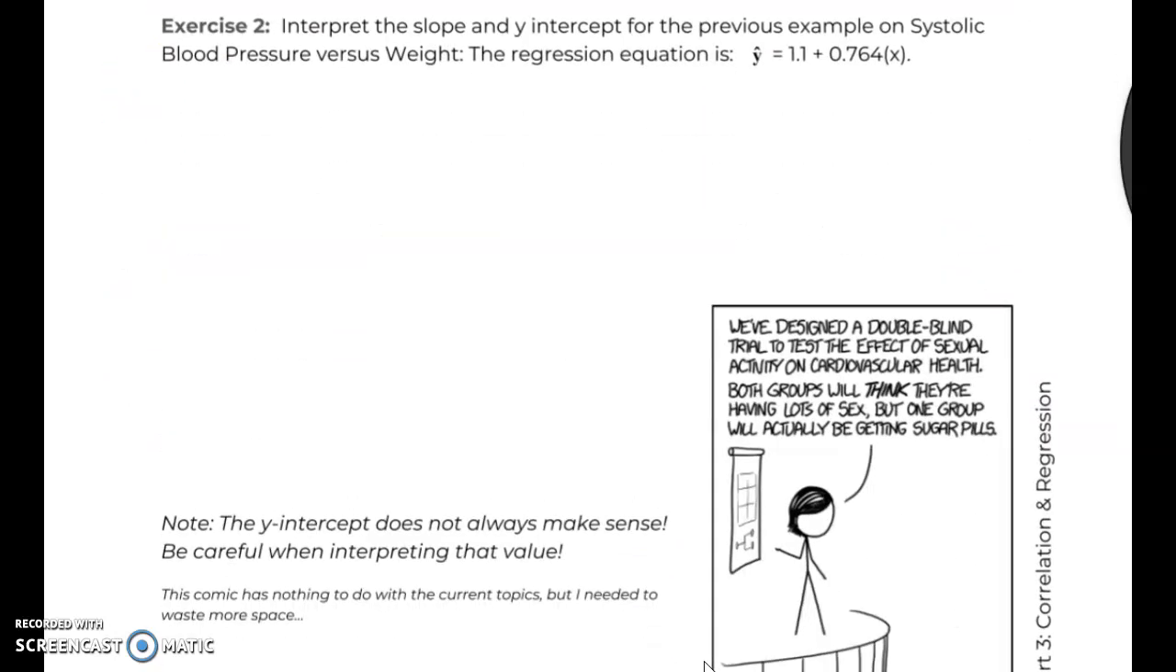Just like before, we have the linear regression of systolic blood pressure versus weight. We have our regression equation, which was given as 1.1 plus 0.764 times x, where x was the weight and y was the systolic blood pressure.